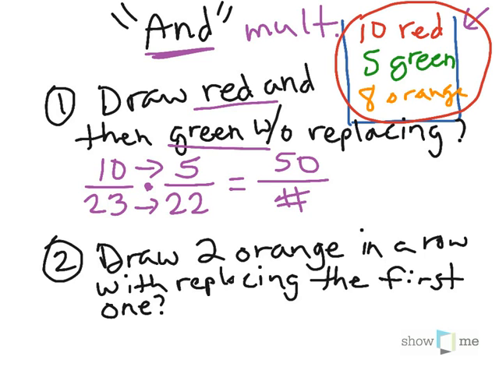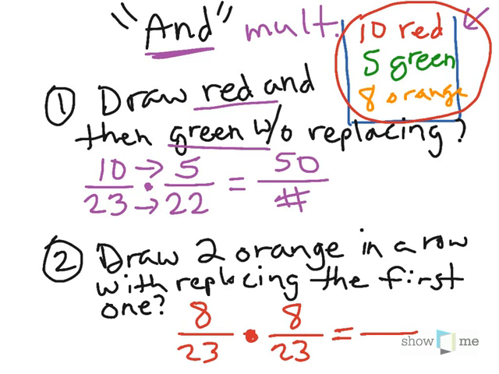So to do this, let's take a look at the orange. We have 8 of those out of a total of 23. Now, since we put that one back, I'm going to multiply. Since we put that one back in and replaced it, the next time around it's kind of like we started over, and we still have 8 orange ones to pick from out of 23. Notice in this problem, nothing changed on the bottom or the top.